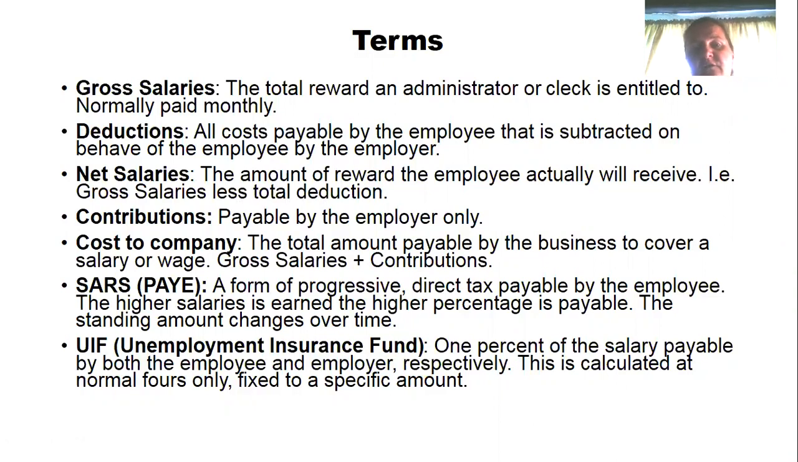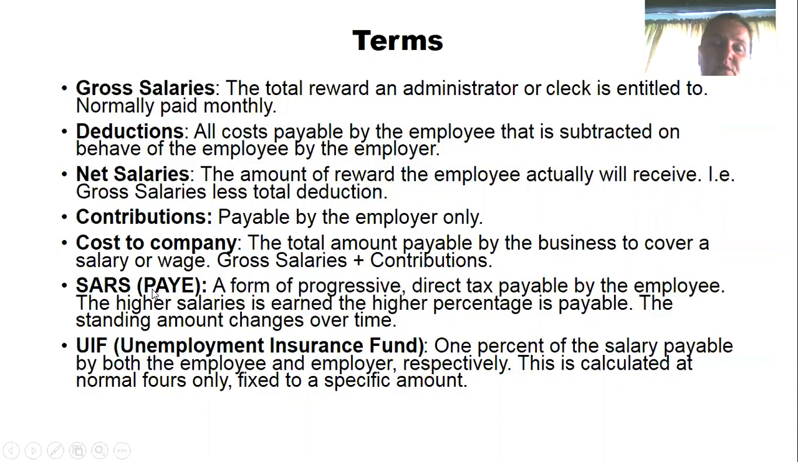Contributions are, over and above your gross salary, things that the employer pays that increase the amount that the company must budget for. So if you combine those two, you get your cost to company. So cost to company is the total amount payable by the business to cover the salaries and or wages that includes contributions.